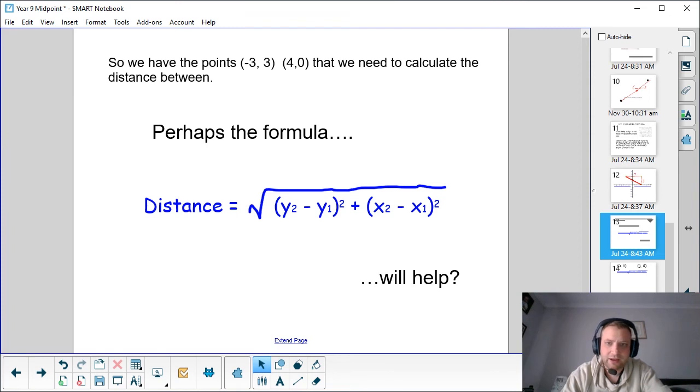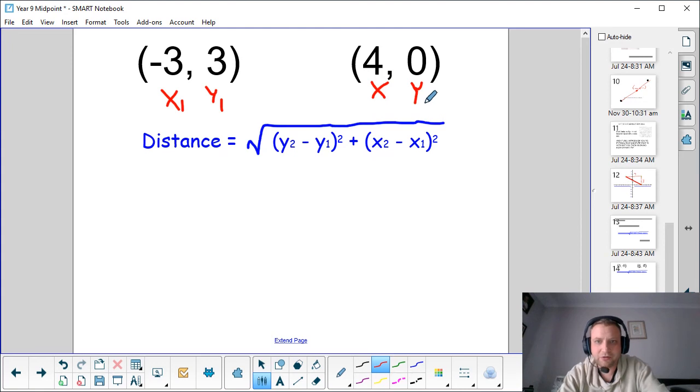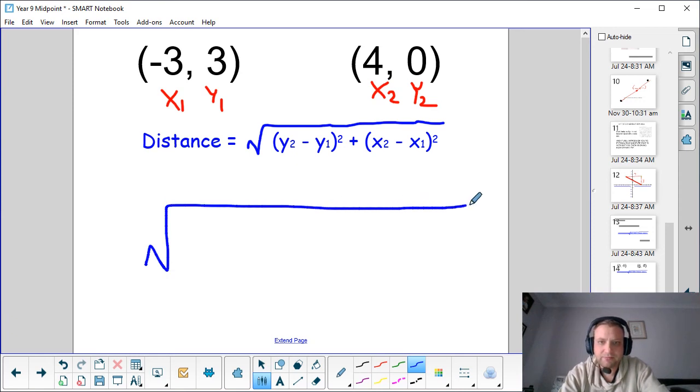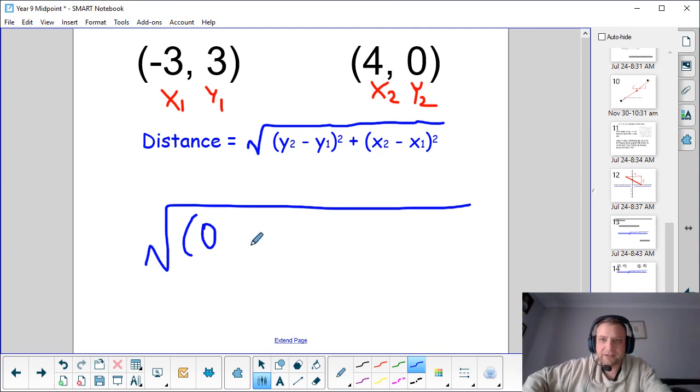Okay, so let's have a crack at it. First of all, label your points. This is x, this is y, this is x, this is y. Always x, y coordinates. But again, this is the first point, so we call them 1s, we call them 2s. In your calculator, you'll be putting in your big square root button. These need to go in brackets. So y2, I go looking for it. There it is at 0. I take away y1, which is the number 3. I close that bracket and I put a little squared on it.